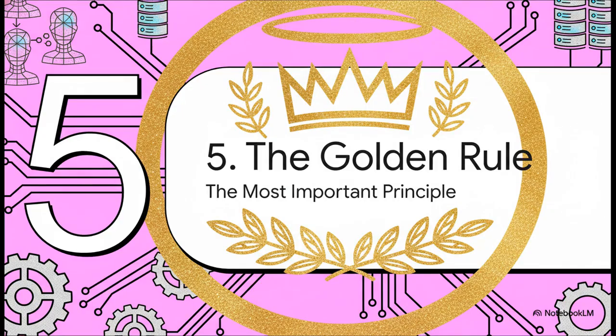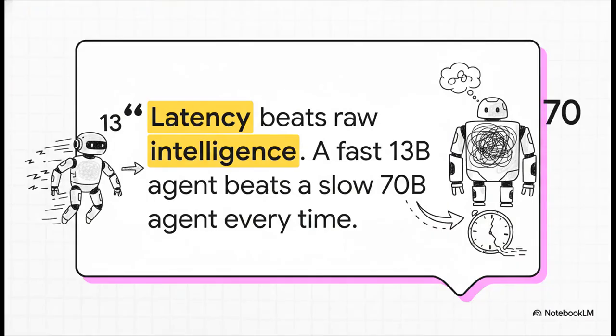So, after all that talk about hardware, software, profiles, and tuning, what's the one thing you absolutely have to remember? It all comes down to this one single golden rule for building local agents that are actually useful. It's this, right here. This is the golden rule. Latency beats raw intelligence. In the real world, how fast your agent responds is everything. An agent that comes back with an answer instantly, even if it's a little less smart, is 1,000 times more useful than some giant genius model that makes you wait 10 seconds for every reply. A fast 13B agent will beat a slow 70B agent every single time.